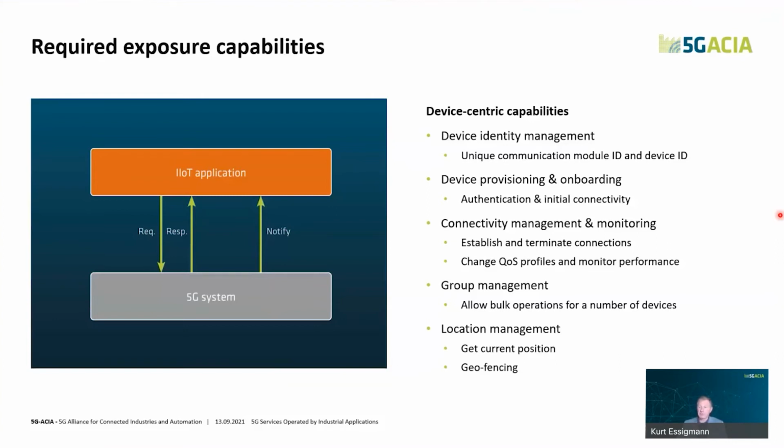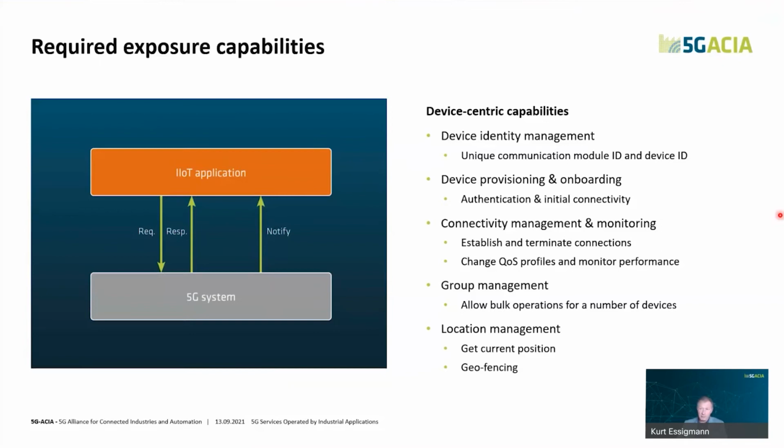For example, when a new device is onboarded and registered on the 5G system, the 5G network will inform the application about that new device. And it will also inform the IoT application about the unique device communication identity that is used. With this identity, the application can always identify the respective device.